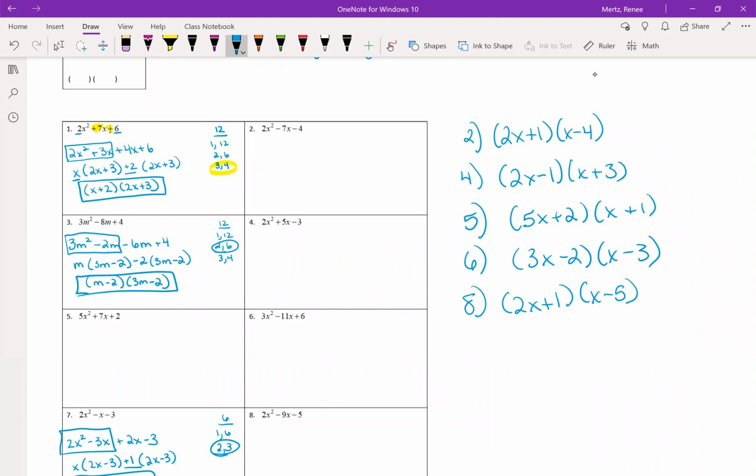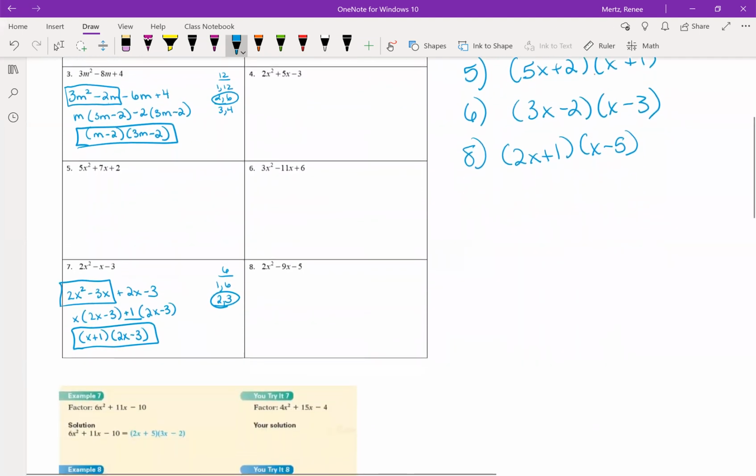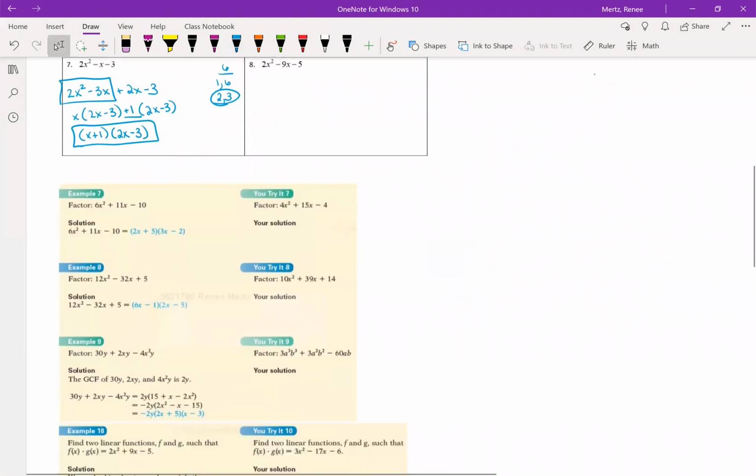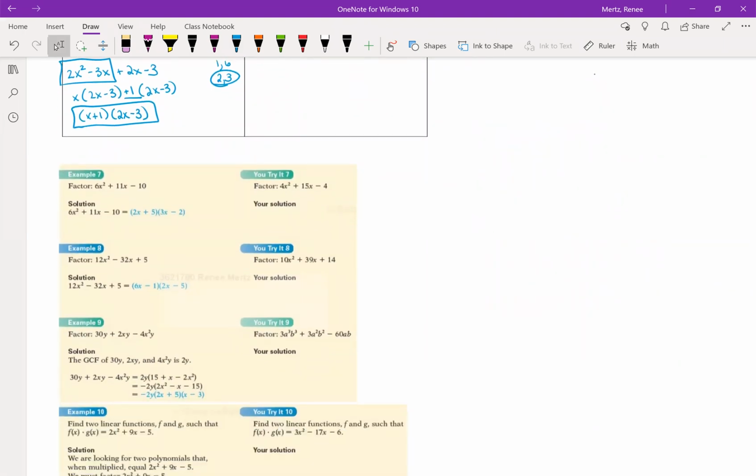It is a little bit of a challenge to get used to this process. It takes a lot of practice. So you might want to ask for help or call in for a Teams call. The you try it's get to be a little bit tricky. So I want you to go through and practice these.